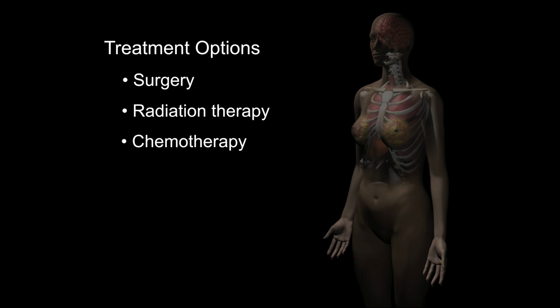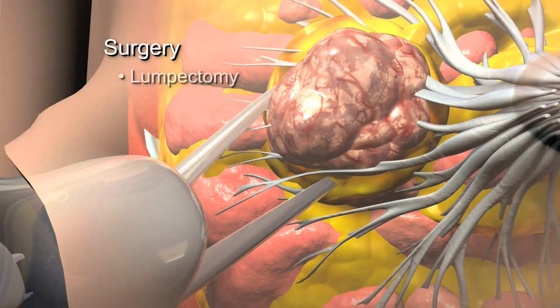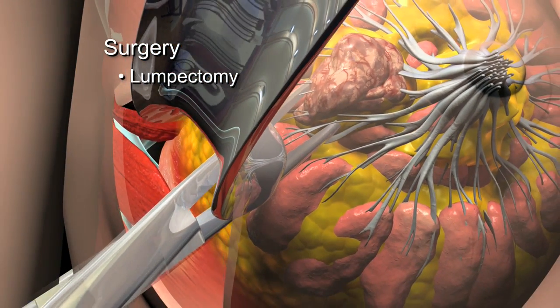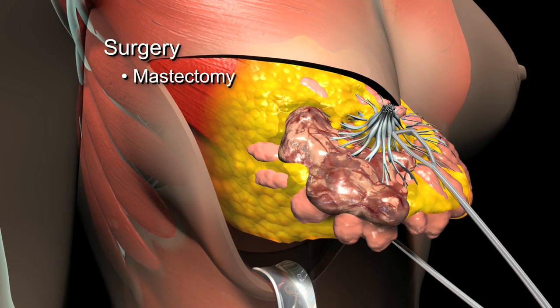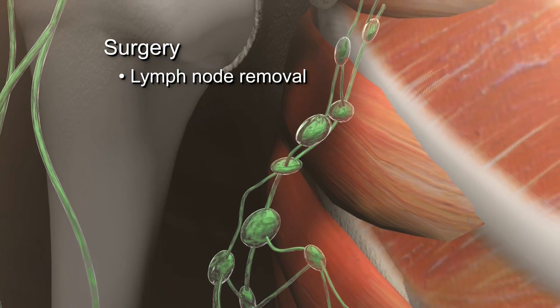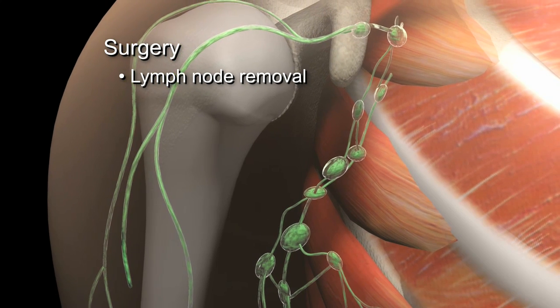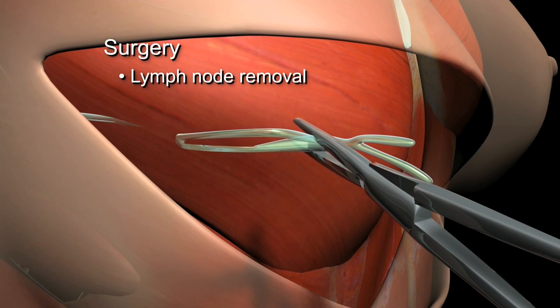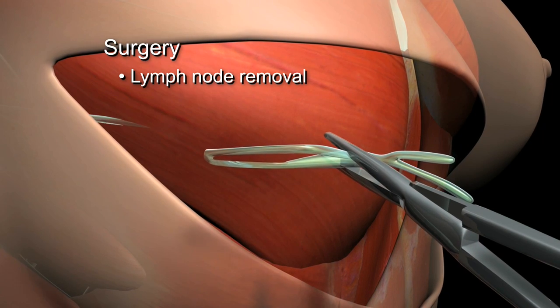Treatment options for cancer include surgery, radiation therapy, chemotherapy, and hormone therapy. There are several surgical options depending on the severity of the cancer. A lumpectomy removes the tumor and a small amount of neighboring tissue. Mastectomies involve removing the entire breast and its tissues. Lymph node removal is typically performed in addition to lumpectomies and mastectomies. Here, the surgeon will remove lymph nodes from under the arm if there is any reason to believe the cancer has spread beyond the breast.